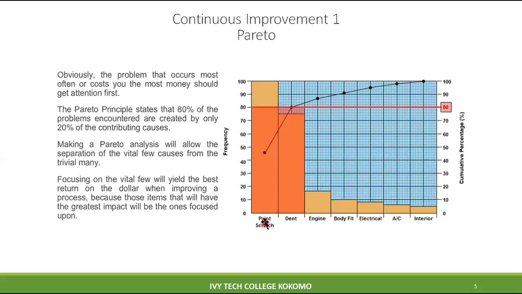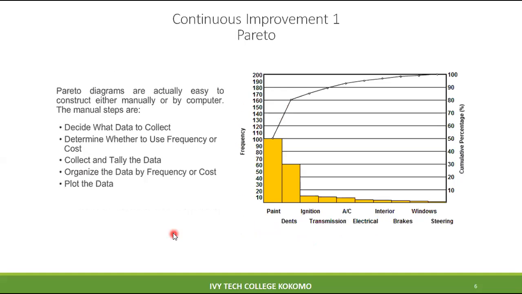And so you can see that this cumulative is the percentage of paint scratch, and when you add the percentage of dent to the percentage of paint scratch, you get 80%, because the cumulative percentage is on the right and the frequency is on the left. Lots of times we tie dollar amounts to these, and when the dollar amounts are tied to them, sometimes the chart changes a little bit, because maybe one process is a little bit more expensive than another.